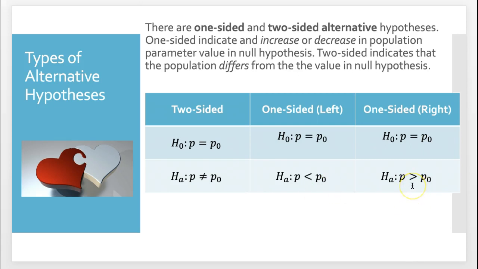For this alternative, we have to look for key words like "increased" and "greater than" and words like that. And then for these two-sided alternatives, the direction is not very clear. Sometimes they want to test whether or not it's equal to p naught. So that would be an indication of a two-sided test.